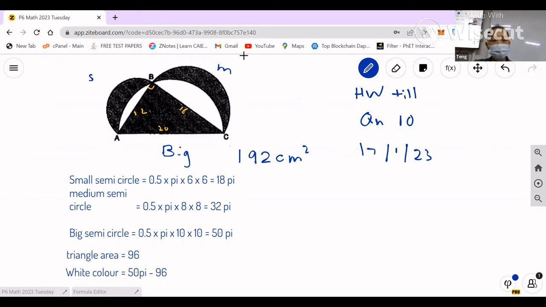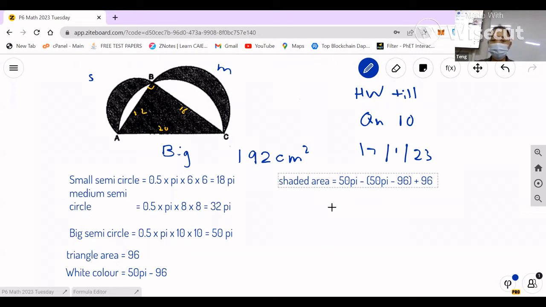And then finally to find the whole thing. I got the white color part. Now to find this one and this one, I need to take the small and the medium semicircle. So final shaded area is equal to the small and the medium semicircle. Small semicircle is 18, medium semicircle is 32, and together is 50. So 50 pi minus, 50 pi minus 96, which is the white color part, then plus 96.